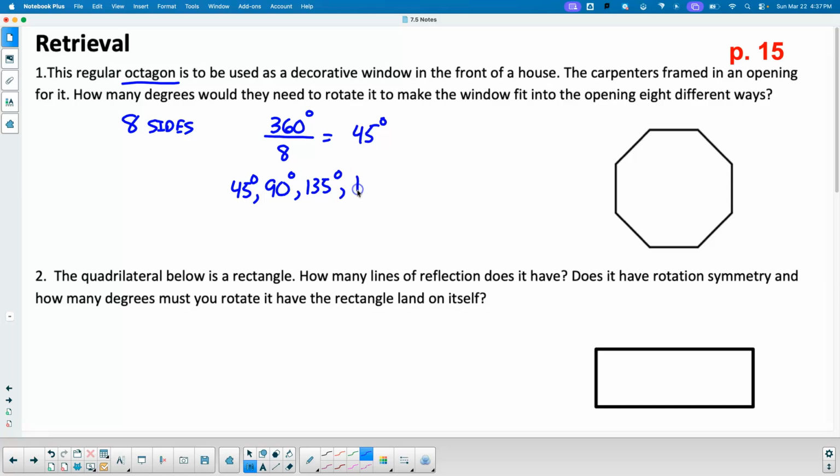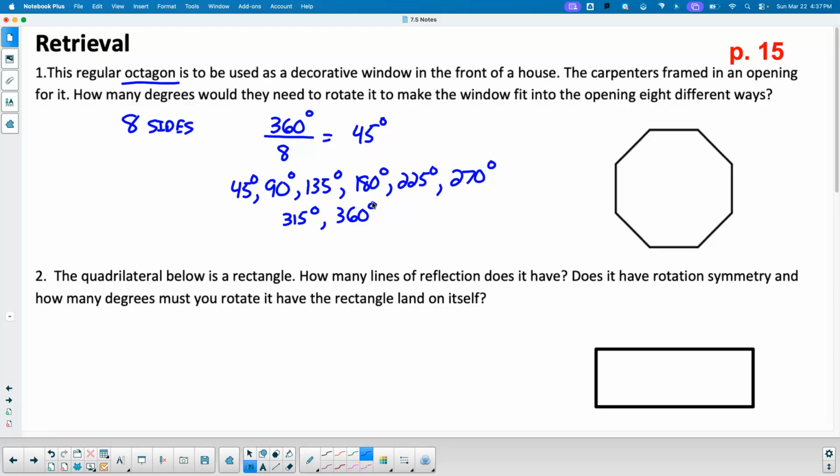If they rotated 180 degrees, 225 degrees, 270 degrees, 315 degrees, and 360 degrees, all of those rotations would make that window fit back in.